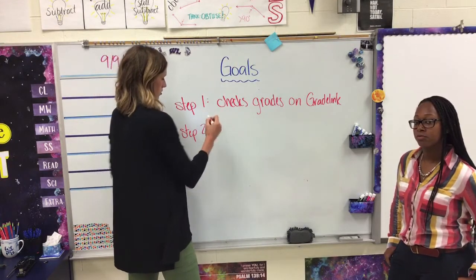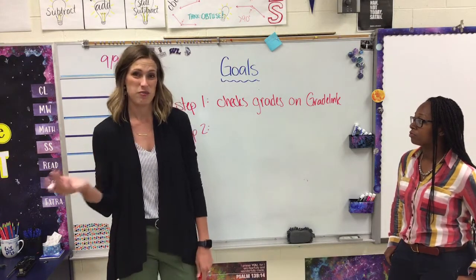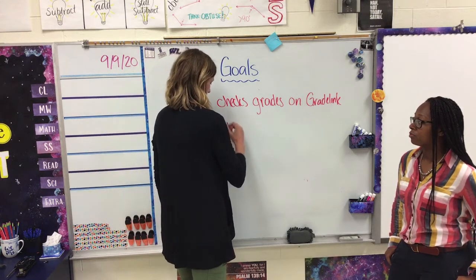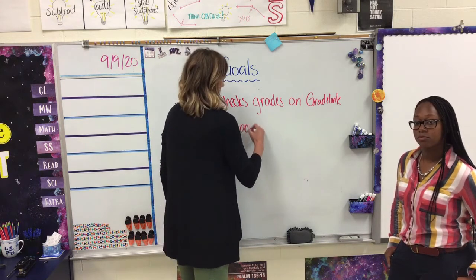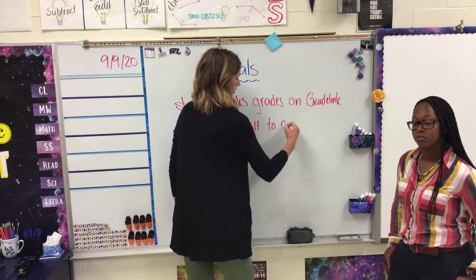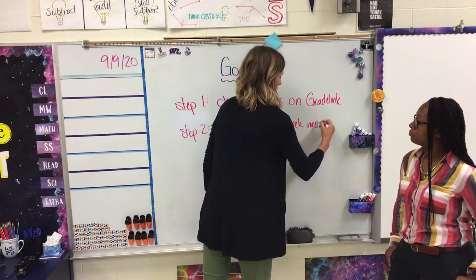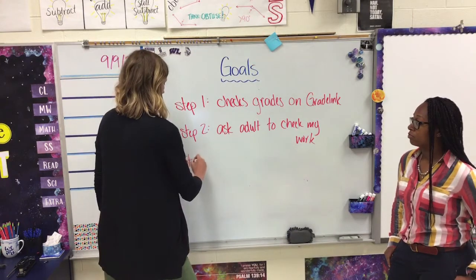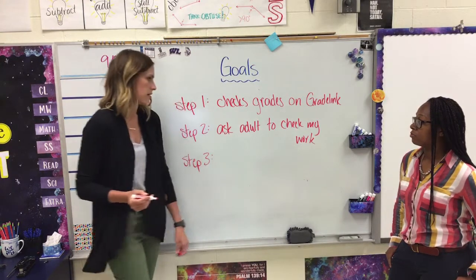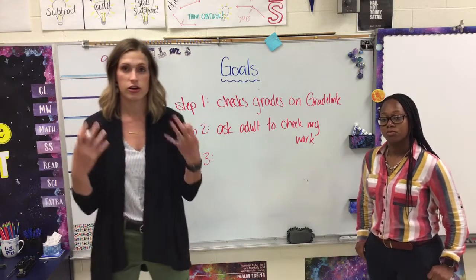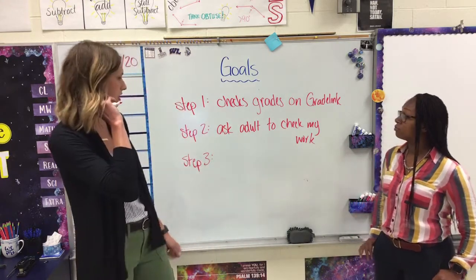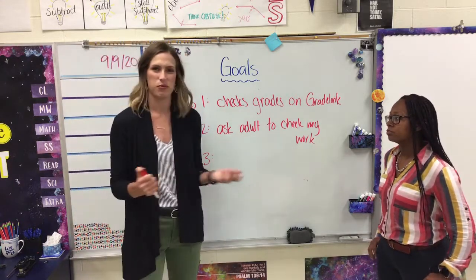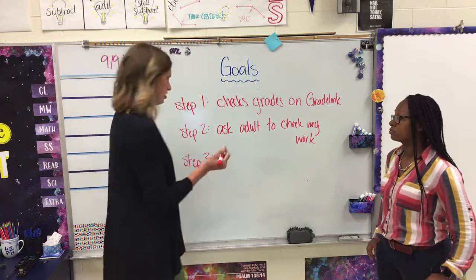Step 2, if I'm trying to be on honor roll, I'm going to make sure that I have an adult check all of my work. Ask adult or older sibling to check my work. That would be an awesome way to make sure that you're making progress towards your goal. Then for step 3, after you've checked your grades on GradeLink and asked adults to check your work, maybe in a couple weeks or so, I can ask my teacher if there's anything more I should be doing.